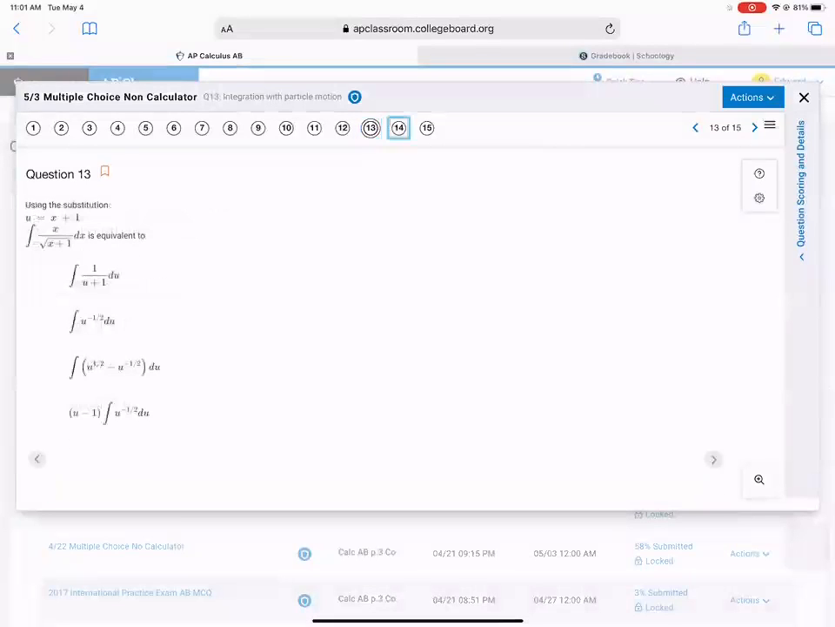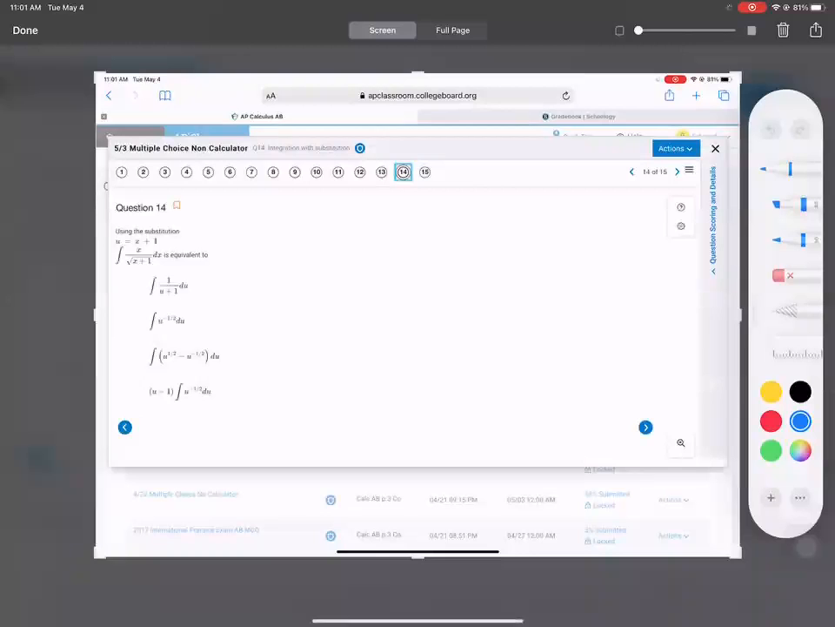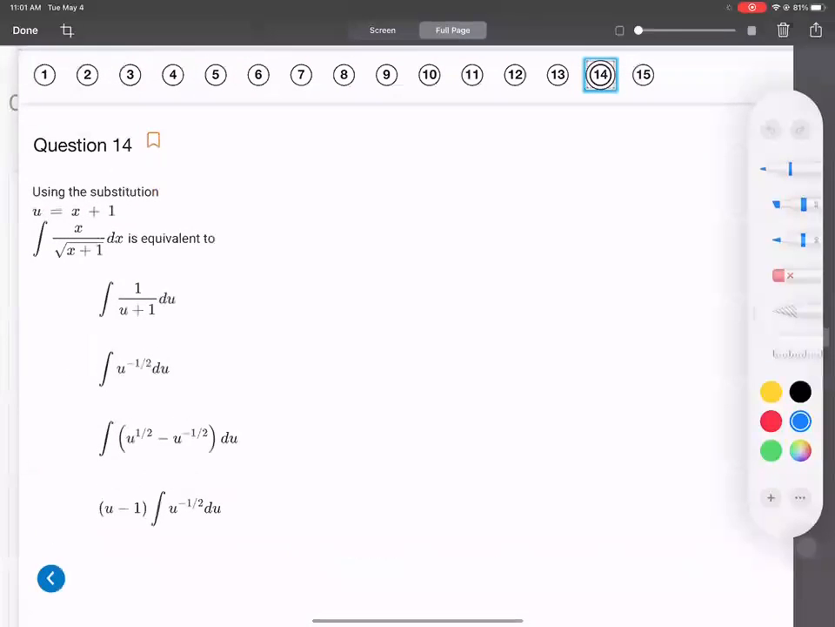Okay, next one, 14. Okay, 14 looks ugly. Using substitution, dx is equivalent to... okay, all right. So we're changing x's to u's. So we just do that. It's straight algebra 2. If x plus 1 is u, guess what? You're a u now. Great, you're u. x is equal to u minus 1, right? If I just move the 1 over. So x is now u. Integral of u minus 1 over the square root of u.